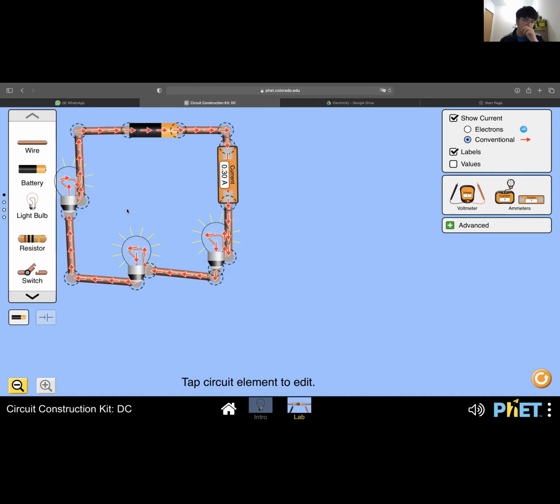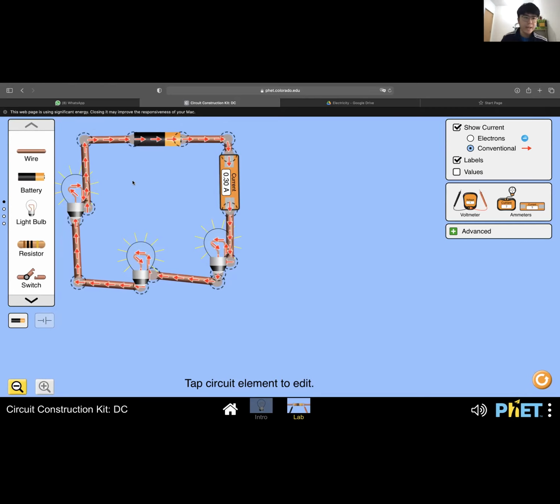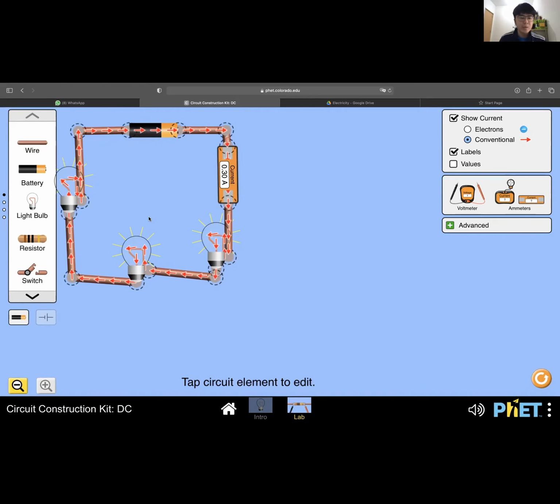The advantage. What are the advantages of a series circuit? Why do I want to arrange it like this? First, it's very simple. The first advantage is that it is simple to arrange. It's not very difficult to construct in real life. And then the disadvantage is, when you have more loads in the circuit, it will greatly reduce the current in the circuit.